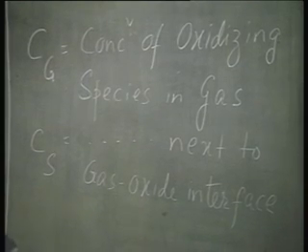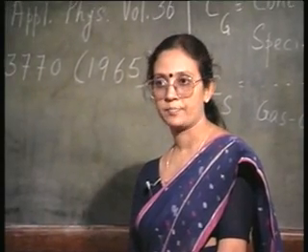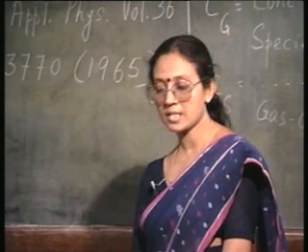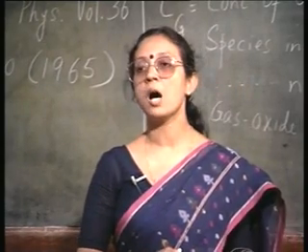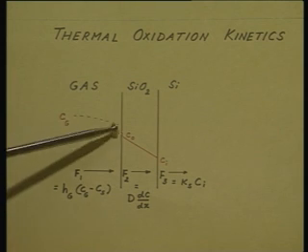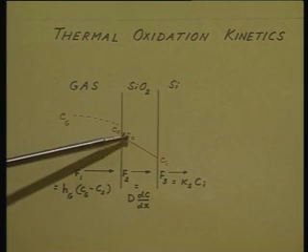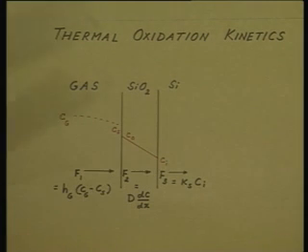Similarly, I have also defined two other concentrations, C0 and Ci. C0 is the concentration of the oxidizing species at the outer oxide surface. O stands for outer surface, outer oxide surface. You see, this is the oxide, it has two surfaces: this is the outer surface, this is the inner surface. So, the concentration of the oxidizing species at the outer surface is called C0 and the concentration of oxidizing species at the inner surface is called Ci.